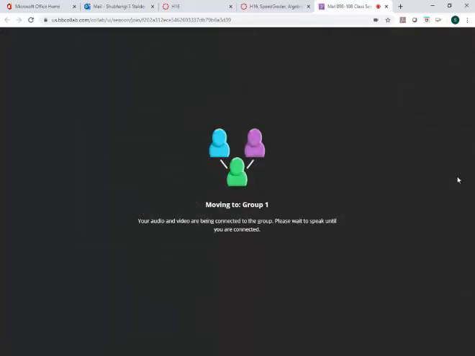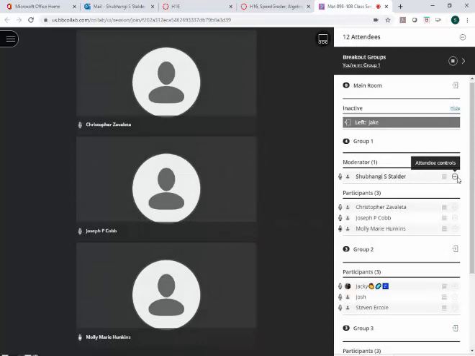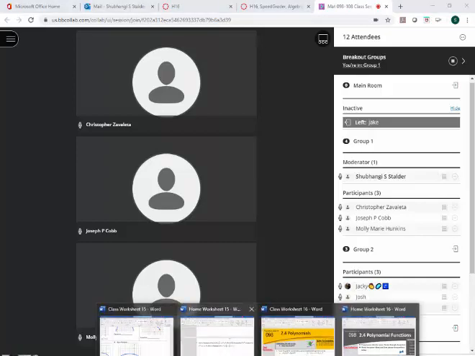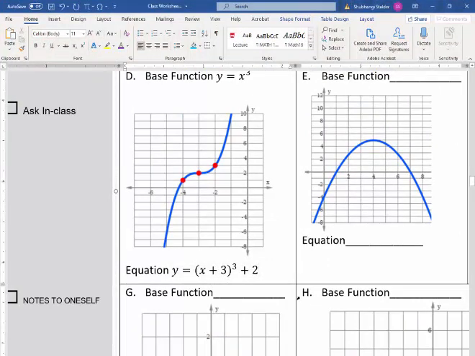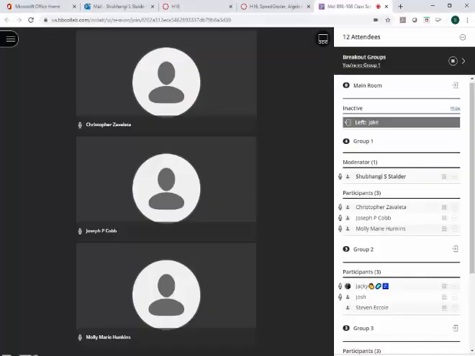Wait, so group 1 has F? Yep. So would the base function be x squared to n? Yep. Base function will be x squared. Because it's a parabola, you're right, x to the 2n, but in this case you can use x squared. Does that help you to start with? Okay. I'll go to the other group and see where they are at.